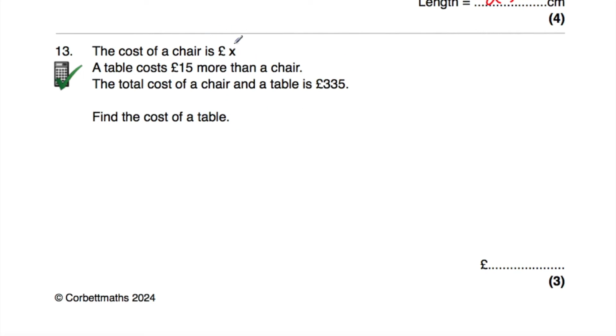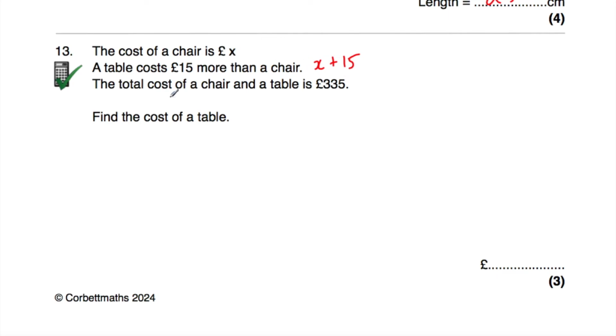So the cost of a chair is X pounds, and the cost of the table is £15 more. So if the chair costs, for instance, £80, the table will be £95, or if the chair costs £100, the table costs £115, and so on. So that means that if the cost of the chair is X pounds, the cost of the table would be X plus 15. It's £15 more. You'd add 15 to find the cost of the table.